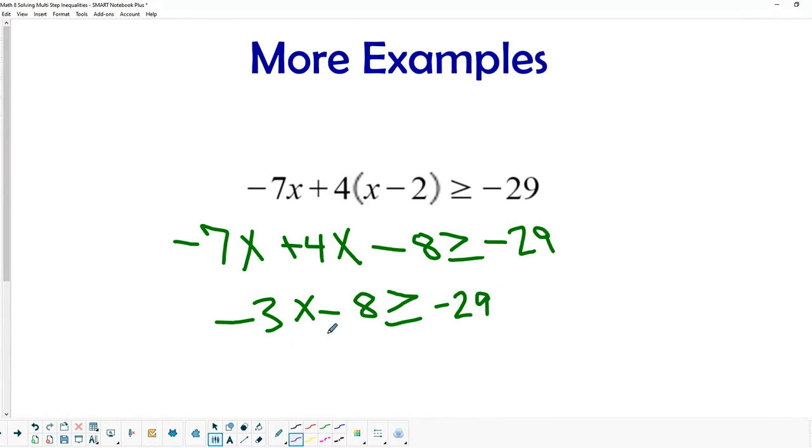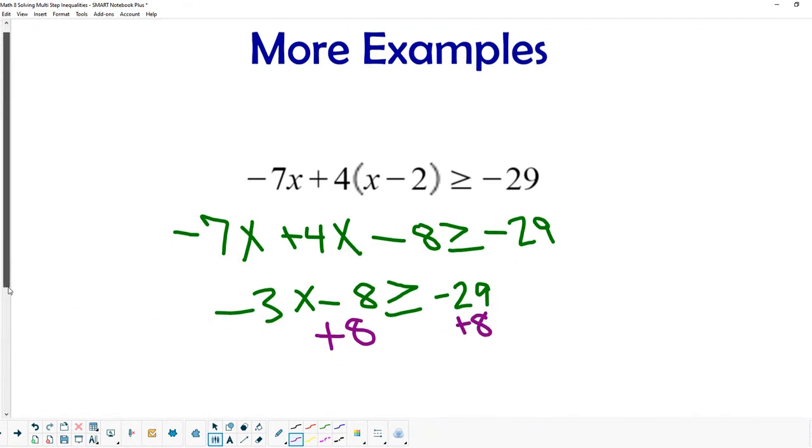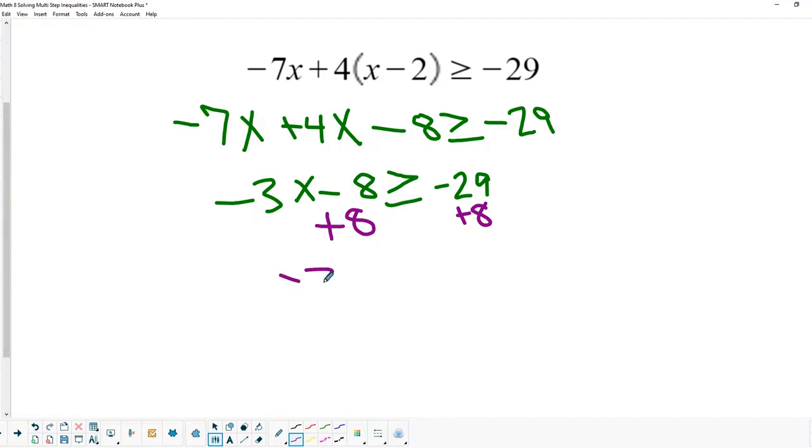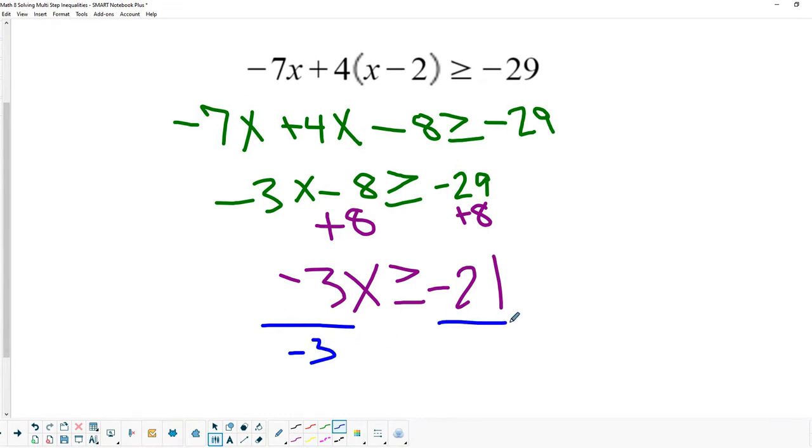We're going to add 8 to both sides, and that gives us negative 3x is greater than or equal to negative 21. Then we just divide by negative 3, and that's going to switch our inequality. So we'll have x is less than or equal to 7 for our final answer on that one.